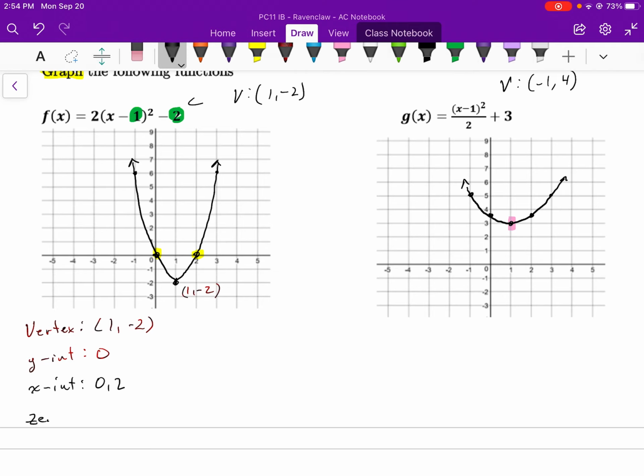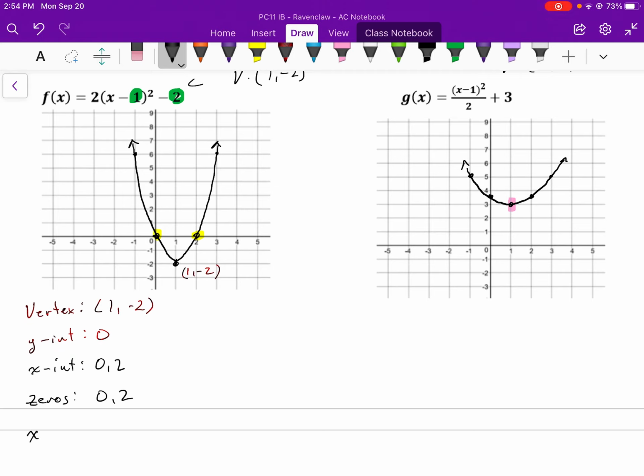Notice how I'm not putting brackets, because all of a sudden that turns into wrong. Now, my zeros are going to be the same, 0 and 2, or zeros at 0, 2. It's all good. My axis of symmetry. Now, this is a brand new idea, and it's going to help me out tremendously here. So what is the equation of this blue line? Well, we know that all vertical lines are in the form x is equal to. So here, it's going to be x is equal to 1.